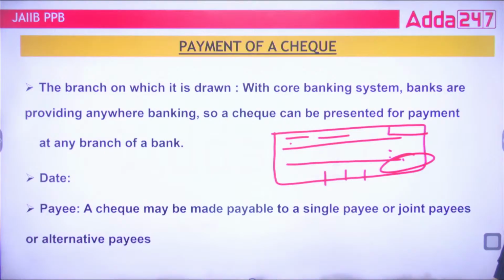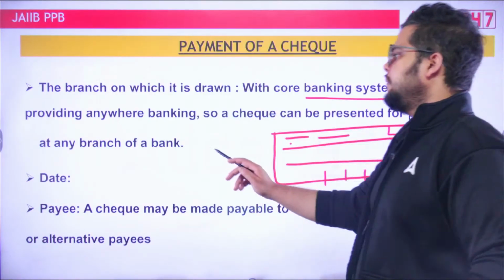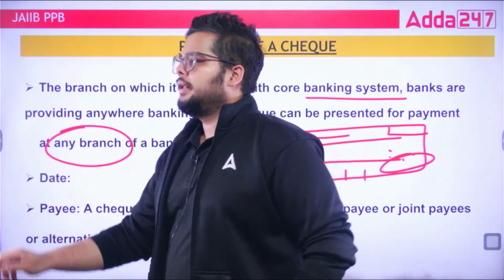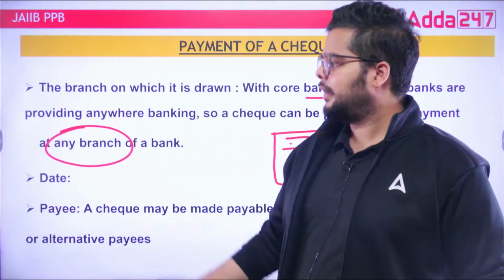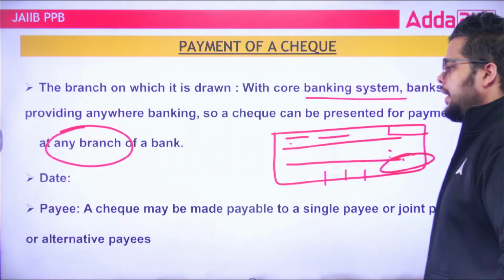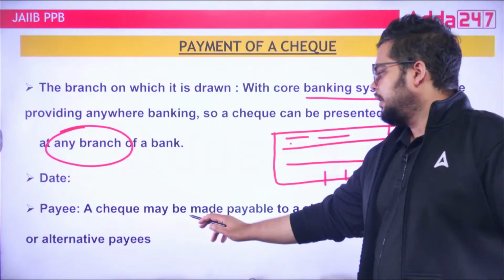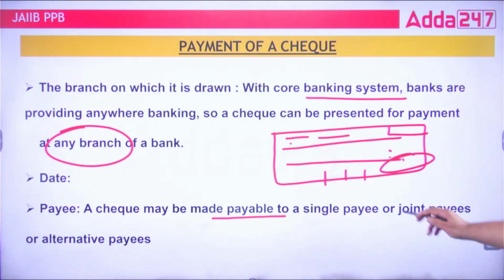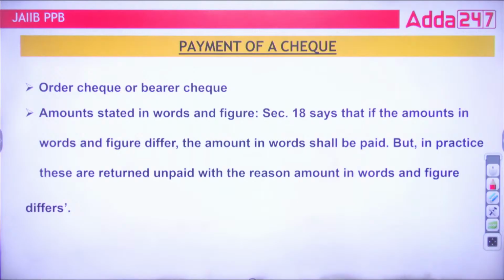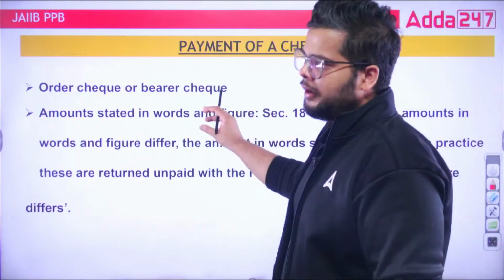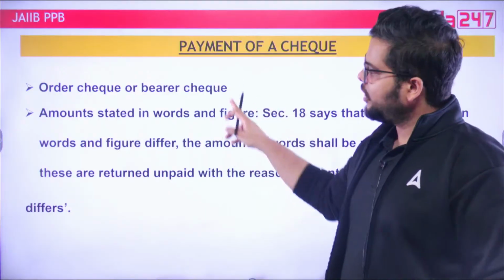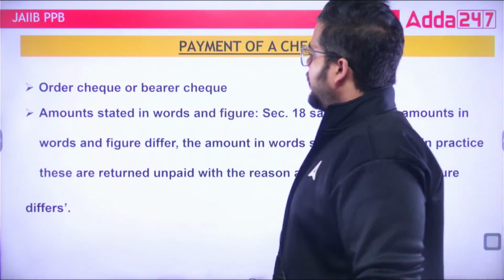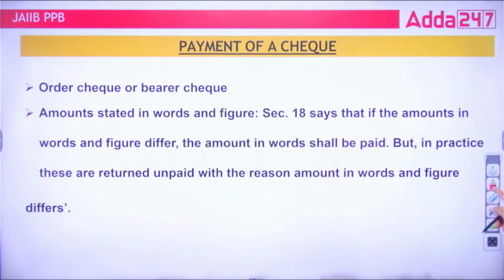The branch on which the check is drawn: with CBS, banks are providing anywhere banking. So a check can be presented for payment at any branch of the bank. No doubt there are certain limits to this, but yes, any branch they can present. Date must be mentioned along with the payee. A check may be made payable to a single payee or joint payees, or alternative payees as well. When I talk about the order check or bearer check, the bearer will hold that particular amount, whatever is mentioned in the check. Amount stated in words and figures. So specifically you must remember the section.